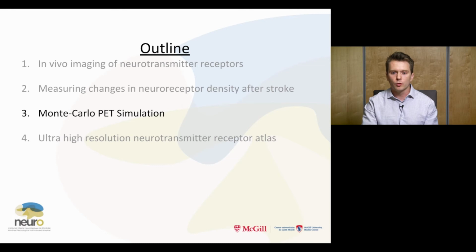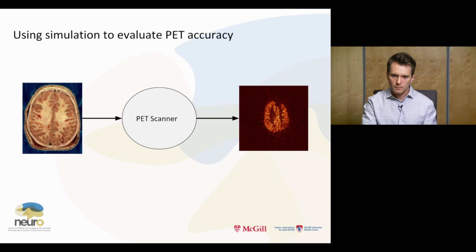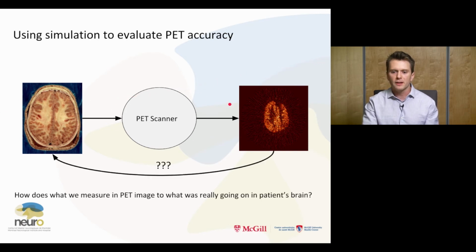So switching from a more empirical investigation to a more theoretical one, I was hoping to answer the questions that I just raised with PET simulation. So I'll explain what that means. In a typical PET scan setting, you have a patient, you put them in the scanner, and then you get some sort of observed image. The thing is, what we're not quite clear about is exactly how the observed image relates to the brain that was actually in the scanner. And this is what I want to investigate.